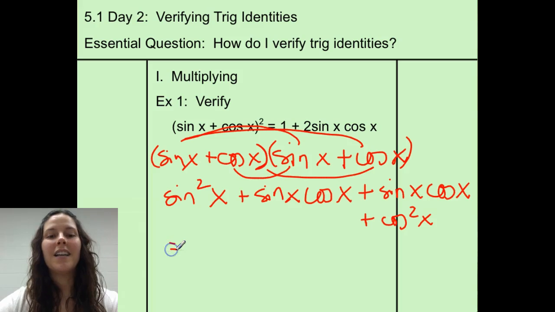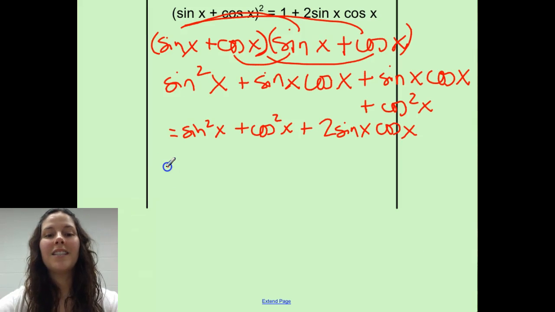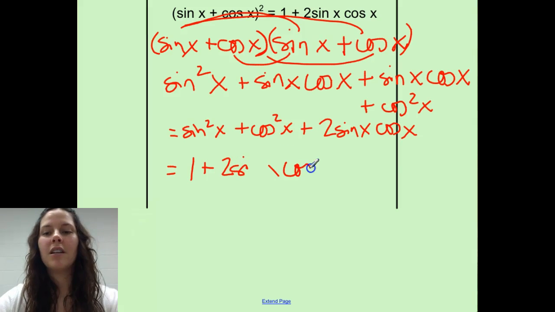Now I recognize that sine squared plus cosine squared is one of the Pythagorean identities, so I'm going to rearrange that to write them next to each other. And as I mentioned, we've got those like terms, sine x times cosine x, and we have two of them, so we have 2 sine x cosine x. And finally, sine squared plus cosine squared is 1. That's one of our Pythagorean identities. So we match that right-hand side, 1 plus 2 sine x times cosine x.